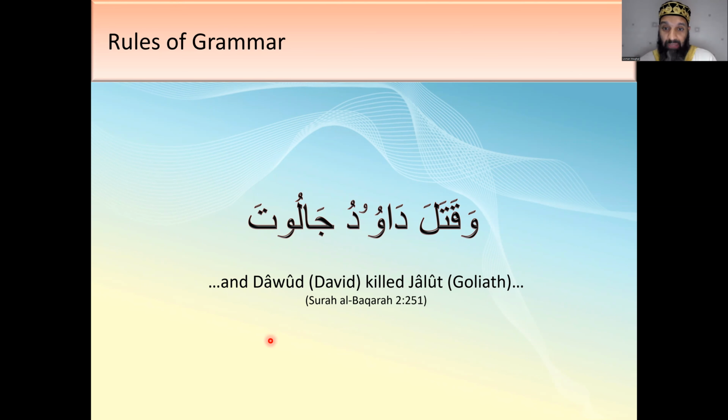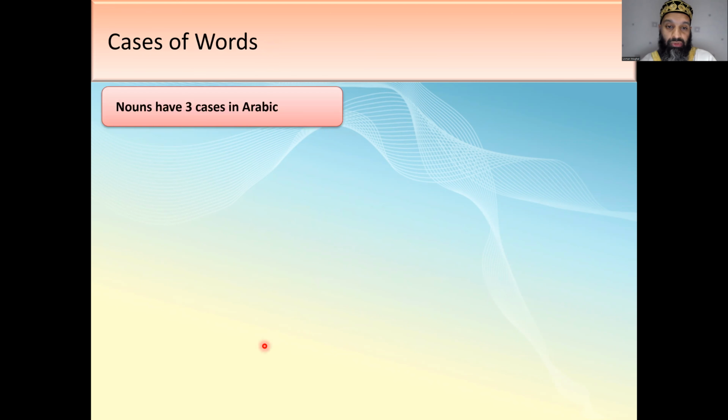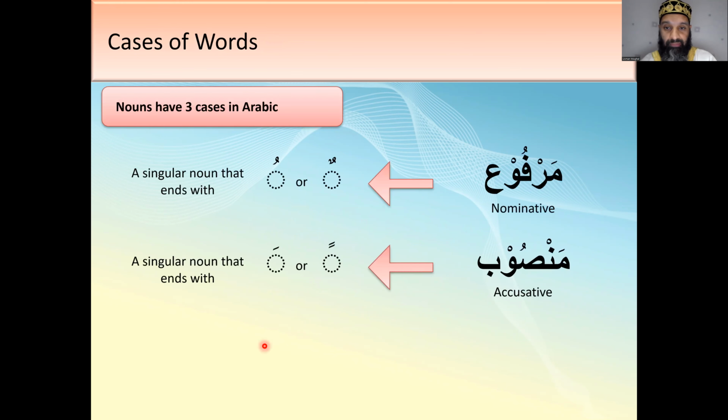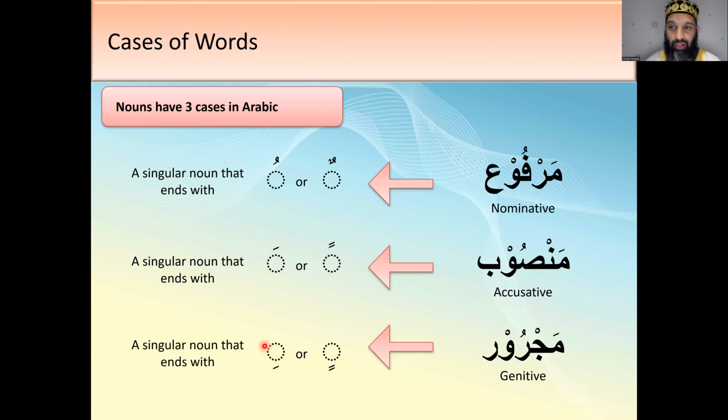So in order to be able to understand what is going on, because we will not be able to understand many sentences of the Quran if we don't learn a basic grammar rule, we had to learn this. So in Arabic, words have three cases.